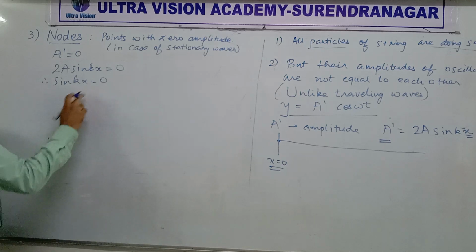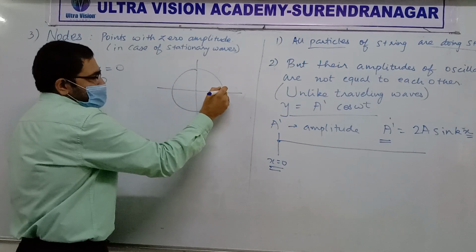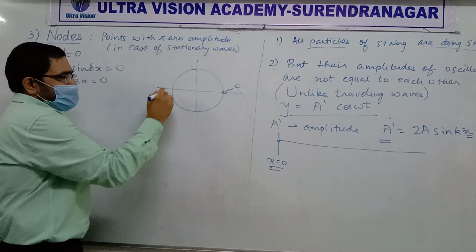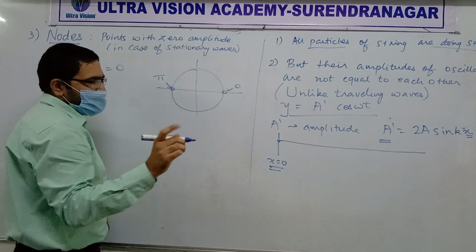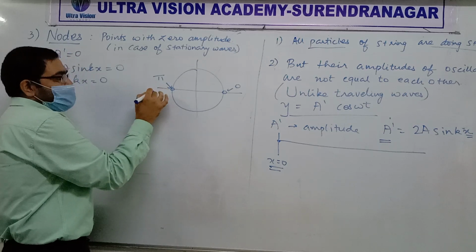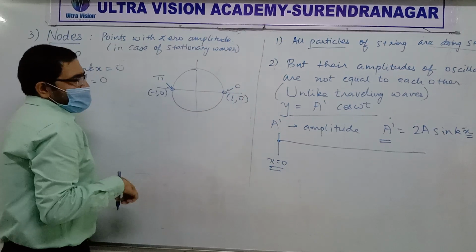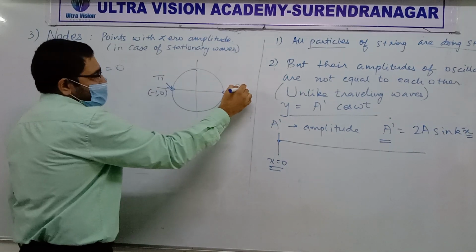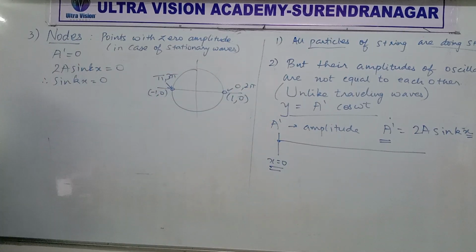Now, which angle's sine is 0? Okay, we go to the unit circle. Sine 0 is 0, isn't it? Then over here for 180 degrees or pi, it's 0. Correct or not? Do you remember? Because sine is the y coordinate of this point. So here and here: 0, pi, 2 pi, 3 pi, 4 pi, like that. Did you get it? Math students know this very well.